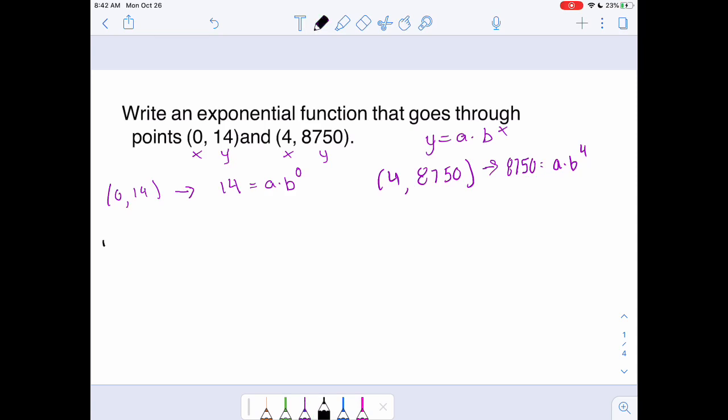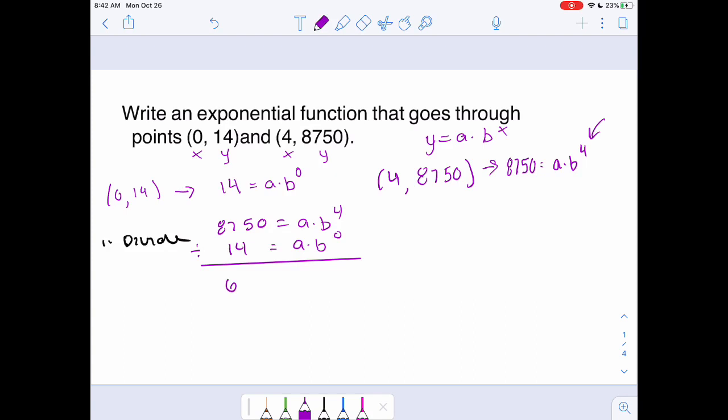Now we're going to divide our 2 equations. Make sure to put the equation with the bigger exponent on top. That'll make your math easier. 8,750 divided by 14 equals a times b to the 0 power. Now 8,750 divided by 14 is 625. A divided by a equals 1, so that cancels out. And when we're dividing terms of the same base, we subtract the exponents. So we're left with b to the 4th.